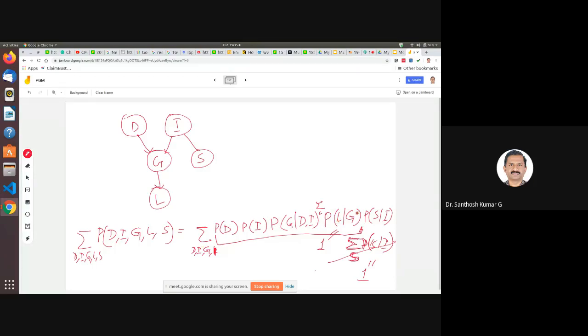Since there is a G here, this is valid, but once we apply the marginalization for L, this will become 1, right? So similarly, if you push in I, these two terms will be coming, right? And finally, you can see that every term will finally sum to 1. So this is how we prove that this is a valid distribution.